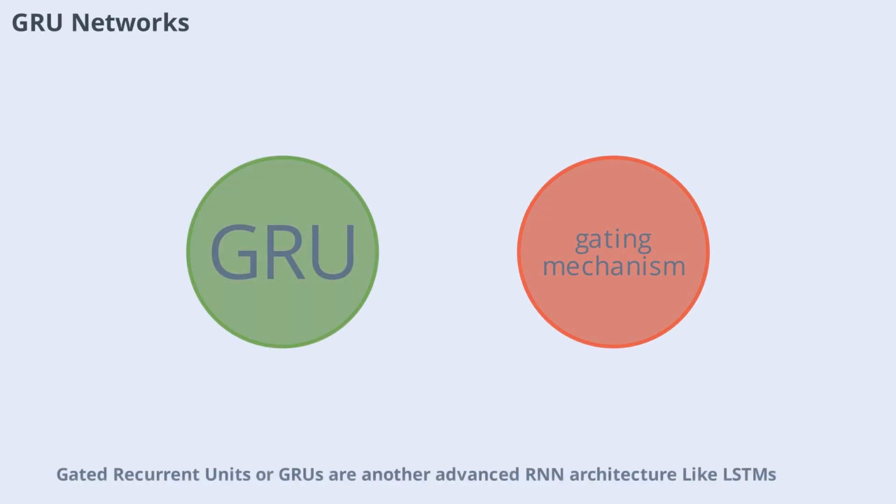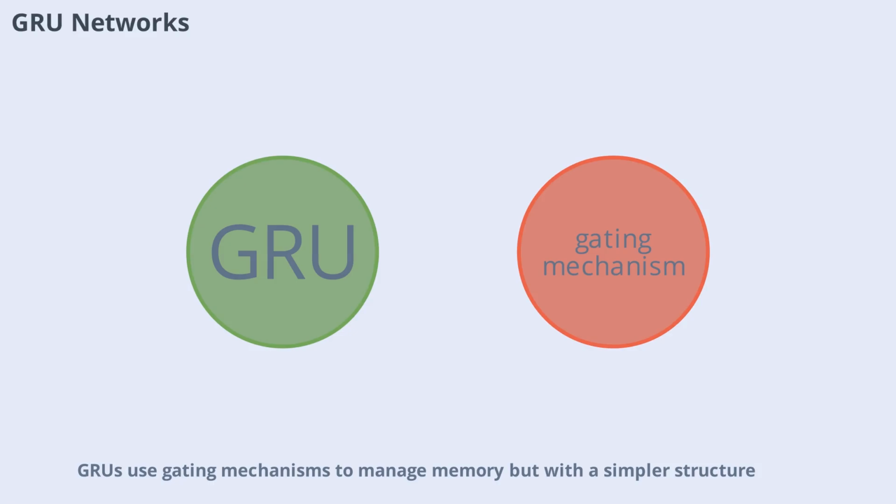Gated recurrent units, or GRUs, are another advanced RNN architecture. Like LSTMs, GRUs use gating mechanisms to manage memory, but with a simpler structure. This makes them faster to train and easier to implement, while still providing strong performance on many NLP tasks. GRUs are often used when computational efficiency is important, and they have become a popular choice for real-time language applications.